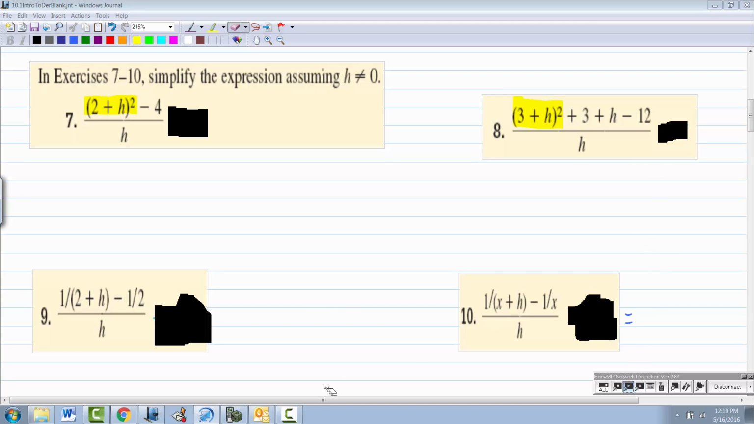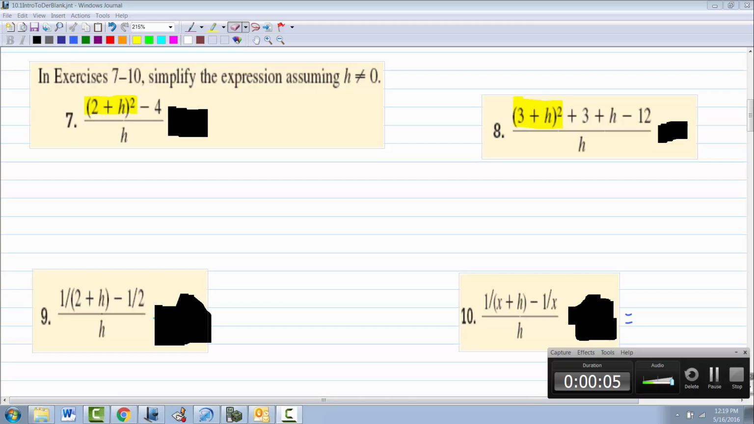Okay, so we're going to start with the algebra skills needed for today. Can everyone say derivative? That's what we're doing today, so hold on.